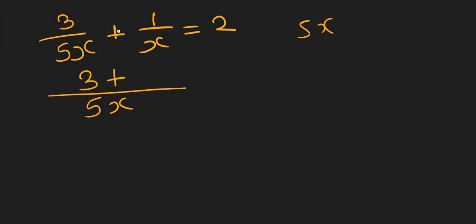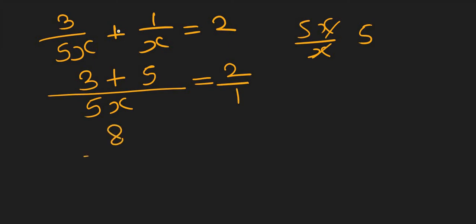5x divided by x is 5. 5 into 1 is 5. This should equal 2 over 1. We can clearly add 3 and 5. Therefore, we get 8 over 5x equals 2 over 1.